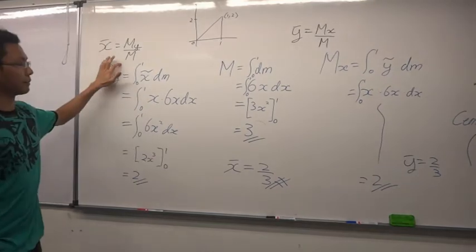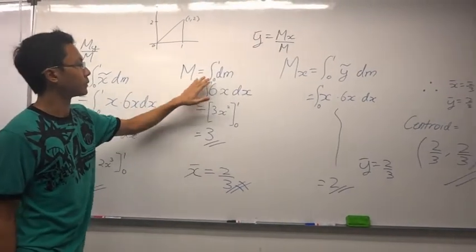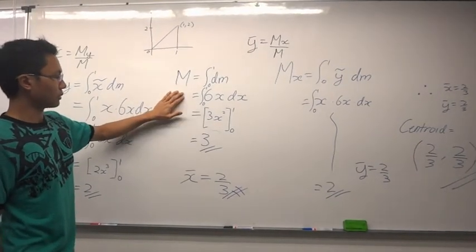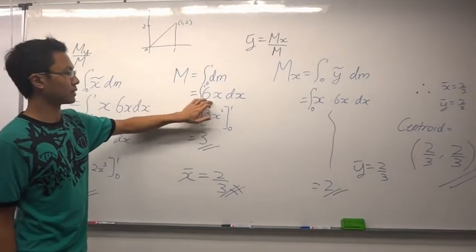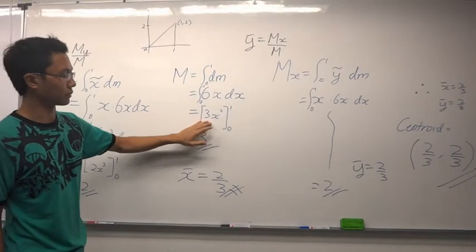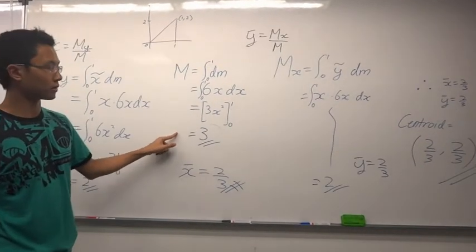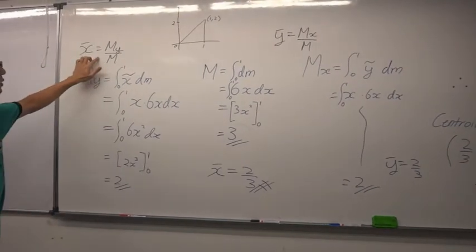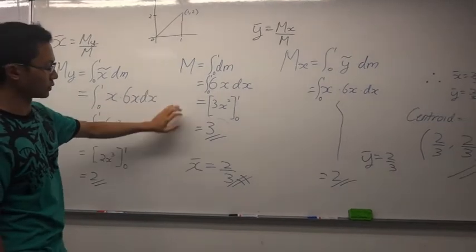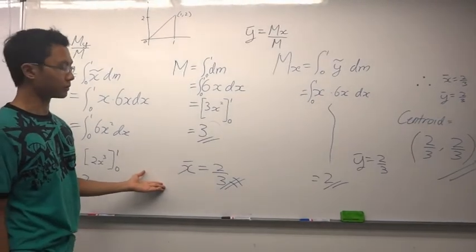Now next we need to find M. And as I explained earlier, M is equal to the integration of dm from the limit 0 to 1. So when we substitute that in, dm is equal to the integration of 6x dx. And when we integrate that, we'll get 3x squared. Substituting in the limit 1, we'll get 3 as our final answer. So using this formula, x bar is equal to My over M, we get My, which is 2, over M, which is 3, is equal to 2 over 3. And that's our final answer for x bar.